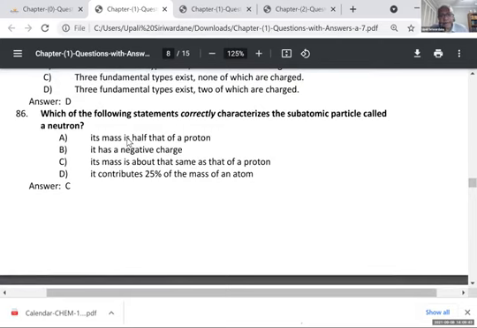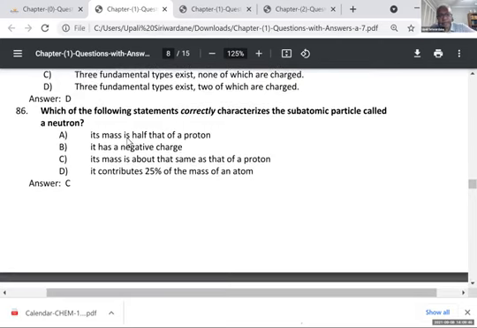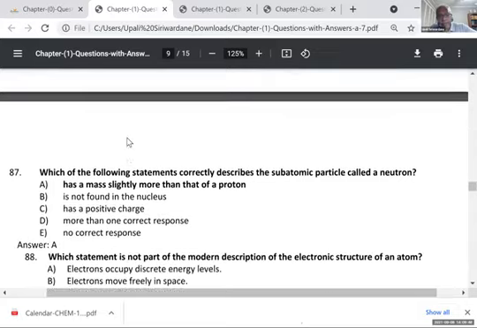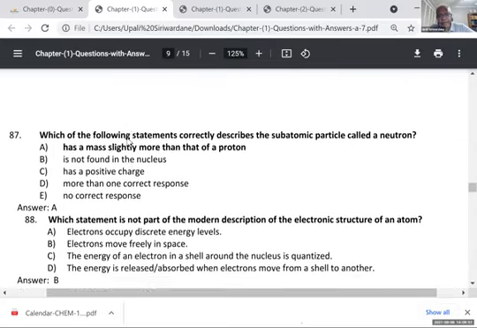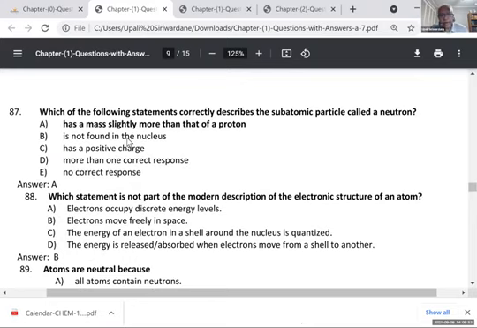Which of the following statements is correct? 86, 87. Which of the following statements correctly describes the subatomic particle called the neutron? Has a positive charge? No. Everything is no. It's not correct. Has a mass slightly more than, that's the correct answer. A neutron has almost the same mass, a little higher mass than a proton.